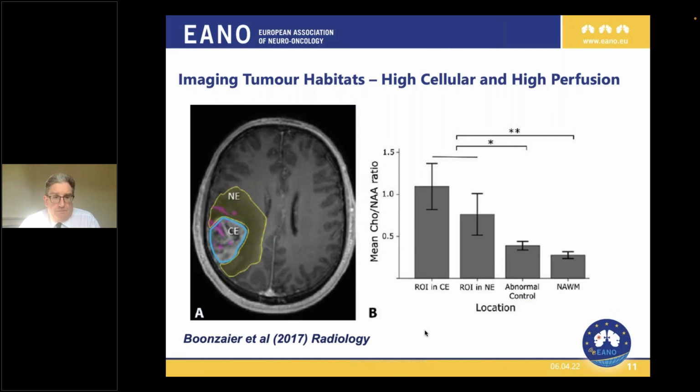Another student of mine, Natalie Bunzea, looked at the combination of high cellularity and high perfusion. And you can see these are the areas in pink. You see those both in the contrast enhancing part of the tumor as well as the non-enhancing part of the tumor, so they are not restricted to one or the other. If you look at the behavior of those, and we used MR spectroscopy as a marker of tumor in those regions, you can see that you have very similar results in terms of the choline to NAA ratio, which is a marker of cellular proliferation, in both of those regions compared to the other areas around it.